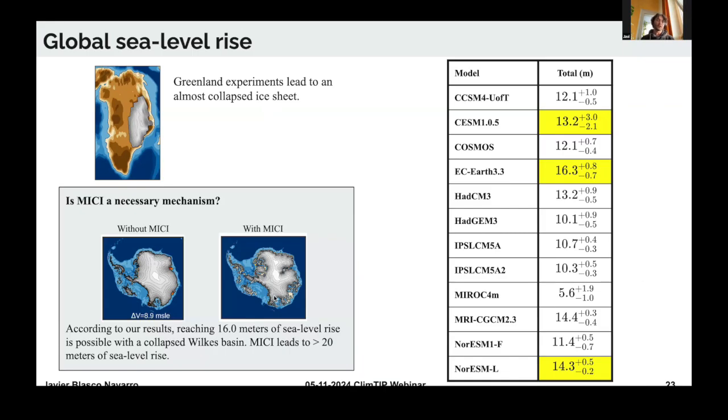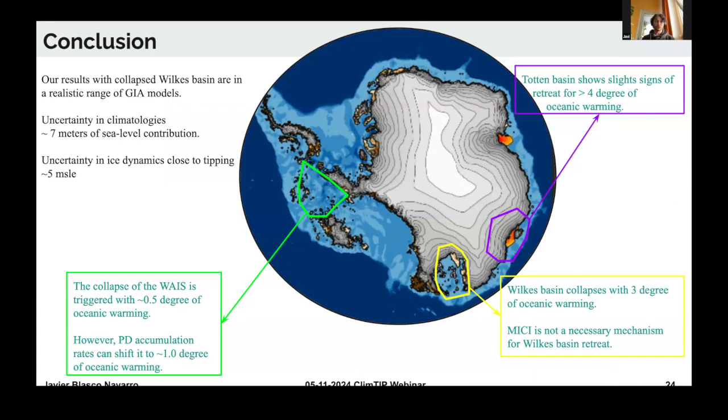So in order to achieve such a collapsed Wilkes Basin, it is enough to warm the ocean by 3 degrees. But we don't necessarily need to invoke the marine ice cliff instability mechanism in order to reach 16 meters of sea level rise. So in order to conclude, these are our results that we obtained with the Yelmo ice sheet model, forcing it with mid-Pliocene climatic conditions.